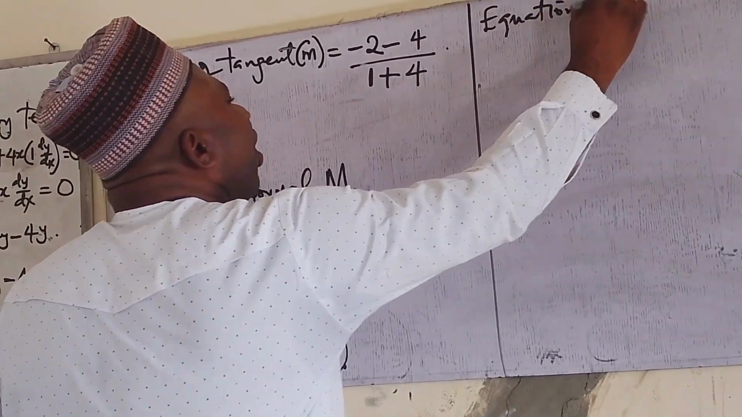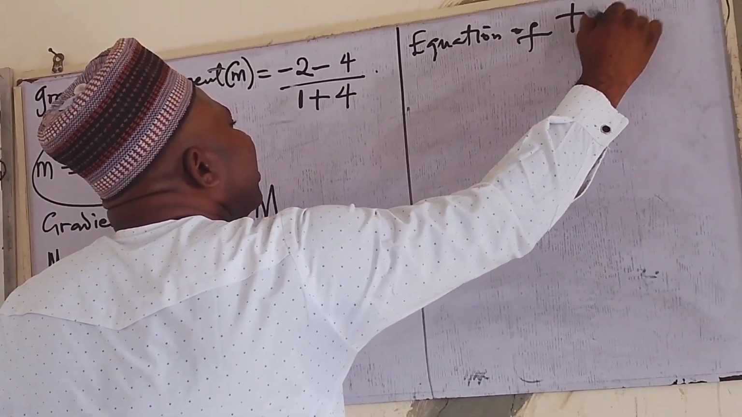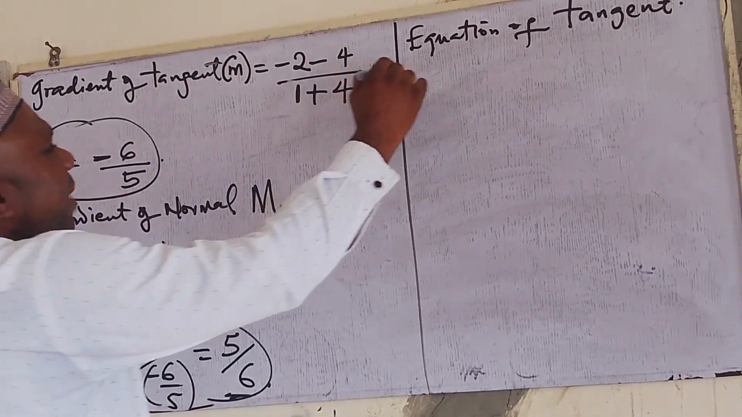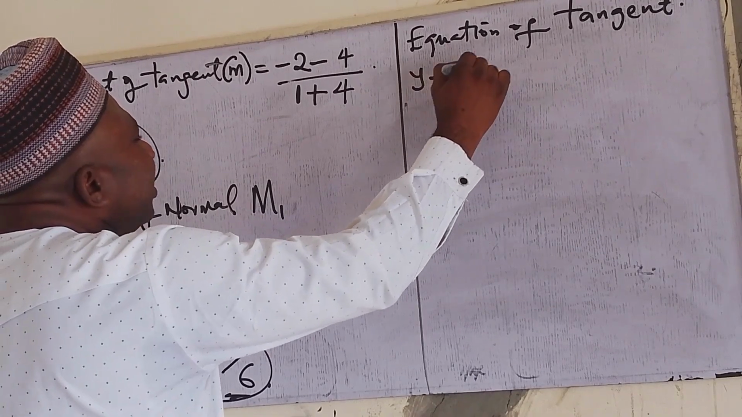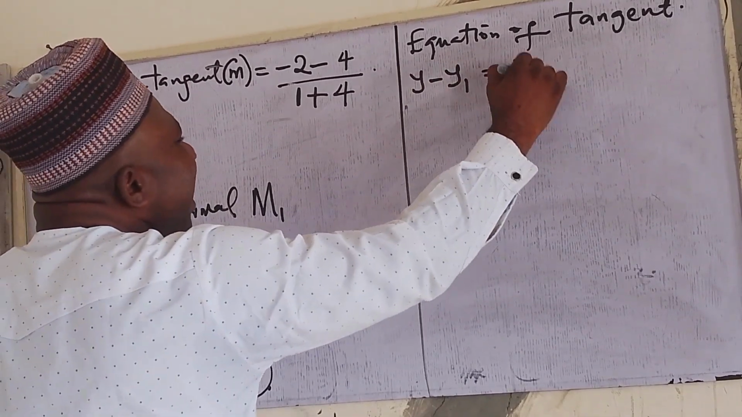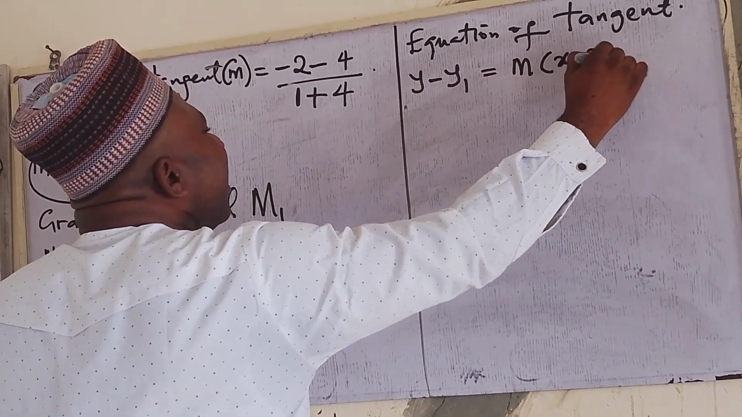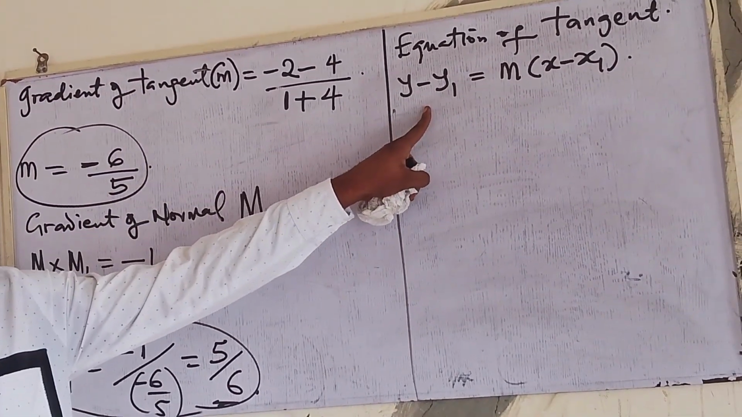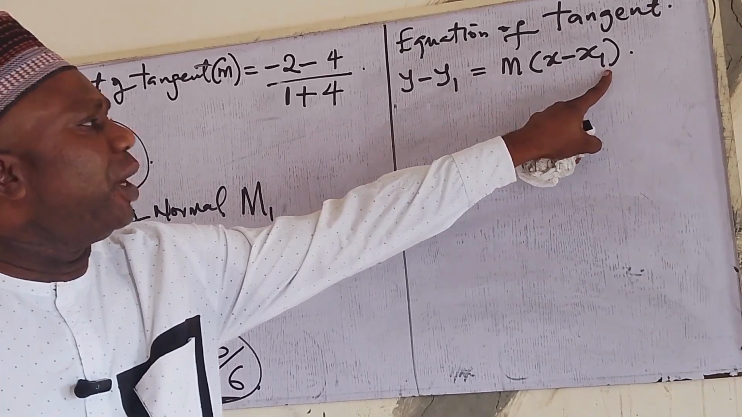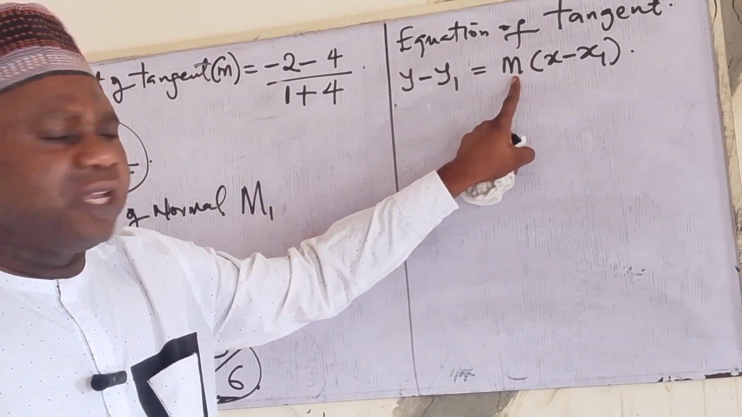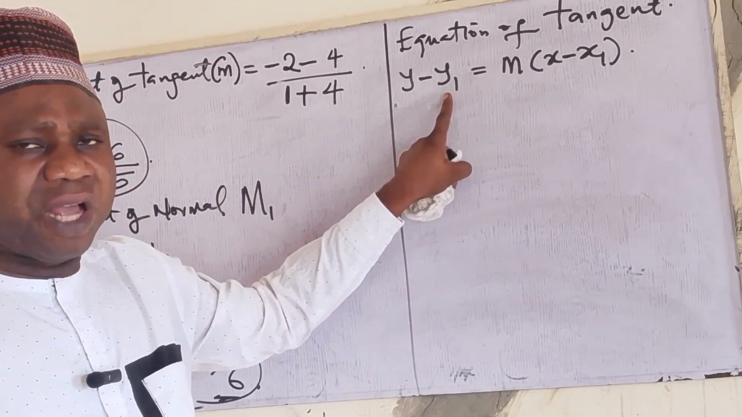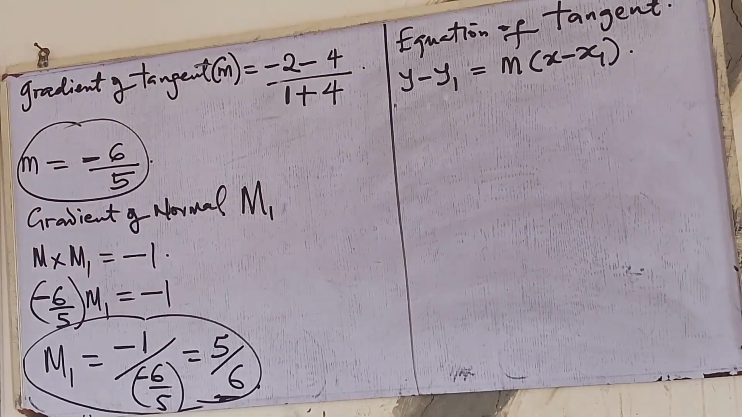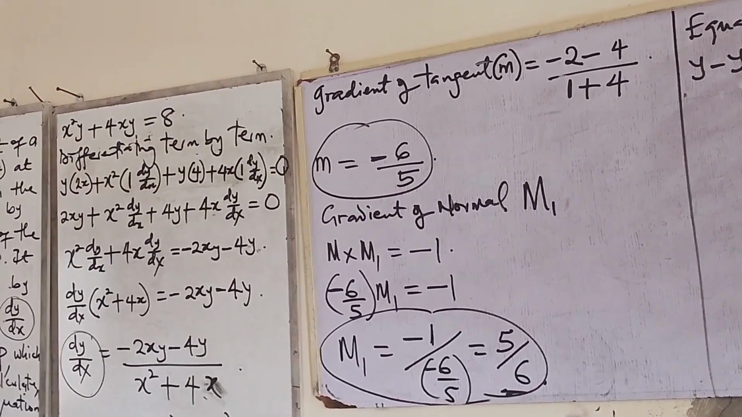Equation of tangent. We use y minus y1 is equal to m in bracket x minus x1. Here m is the gradient, y1 is the given point's y value, and x1 is that of x. Here we see that our x1 is 1 and our y1 is 1.